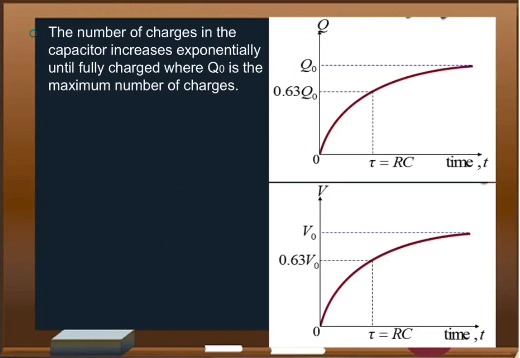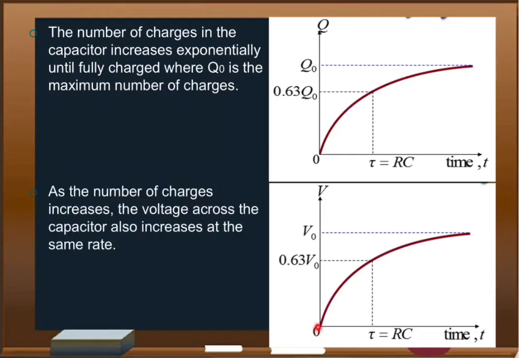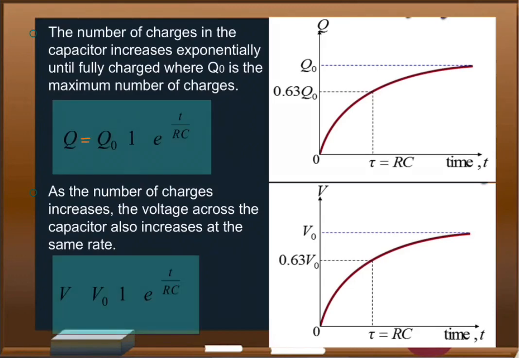And then for the voltage against time, V against T graph, we know that as the number of charges increases, the voltage will also increase exponentially at the same rate. And this can be written in the form of an equation. So for Q against T, we can write this formula: Q is equal to Q0 bracket 1 minus exponential negative T over RC, where Q0 is the maximum number of charges and Q is the instantaneous charge at a particular time T. And for V against T, we have the formula V is equal to V0 bracket 1 minus exponential negative T over RC, in which V0 is the maximum voltage and V is the instantaneous voltage at a particular time T.